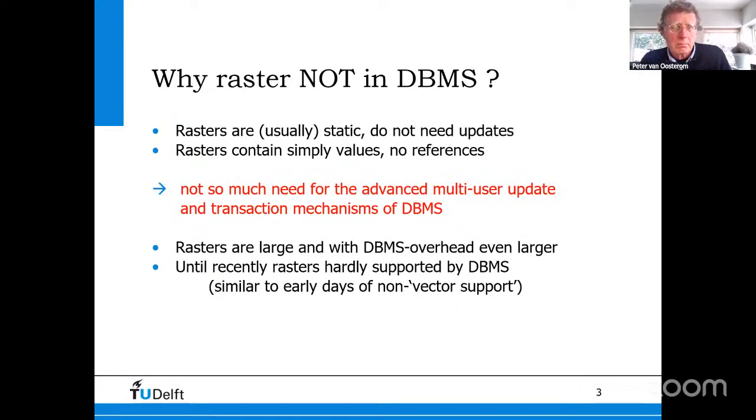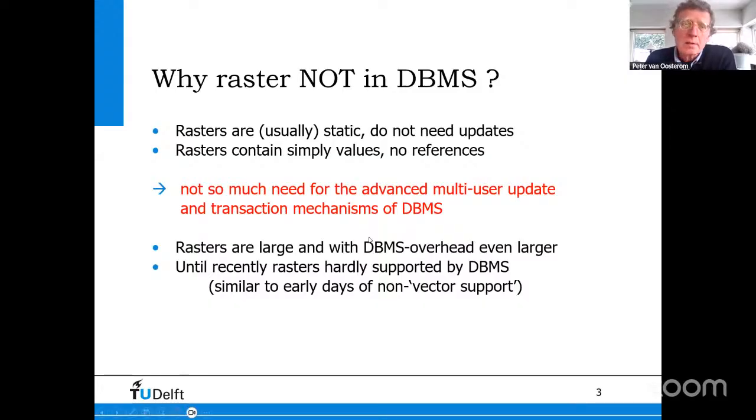Okay, you could think why raster in a database or an image, they are relatively static, so they don't need many updates, transactions. The structure is relatively simple. It's rows and columns with values, with say image or pixel values. So you could say there's not so much need for all the advanced mechanisms in the database, transaction mechanisms and multi-user support.